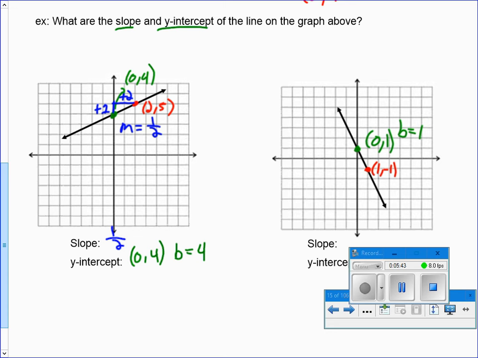Here I'd be counting down, changing the y direction first. So that'll be a -2 since it's down. And I would go right 1, so that'd be a +1. So our slope would be -2 over +1, or just -2.